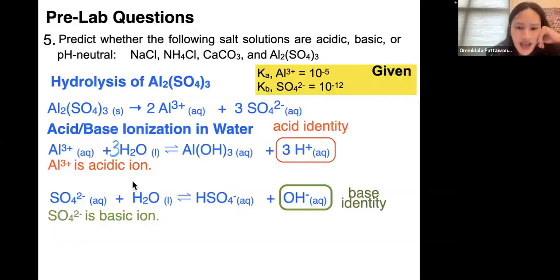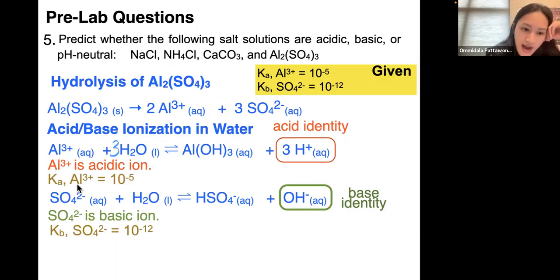You probably notice that, hey, this is an acidic ion, this is a basic ion. Would it make the overall salt neutral or acidic or basic? This depends on the Ka and Kb value. Okay, so let's take a look at the Ka and Kb value. The Ka value of aluminum ion tells us about this reaction right here, which produces H plus. This is the value of it.